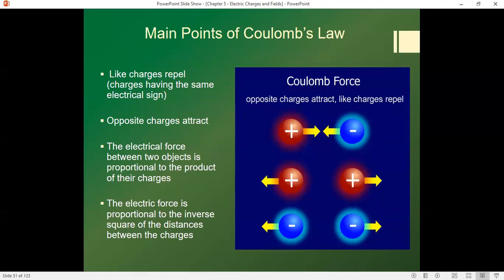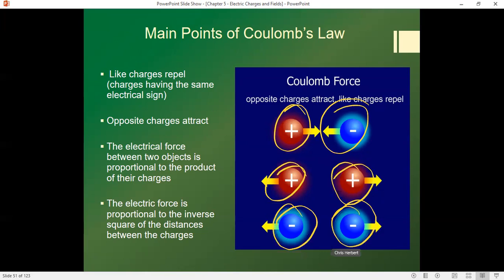So, main points of Coulomb's law: obviously it's a 1 over r squared law, a 1 over the distance squared law. It depends on the product of the magnitude of the charges, okay? But it also depends on whether we're dealing with opposite charges or like charges. Opposite charges attract. So whenever we have a positive charge, it is attracted to a negative charge. Like charges repel. Positive repels positive, negative repels negative.